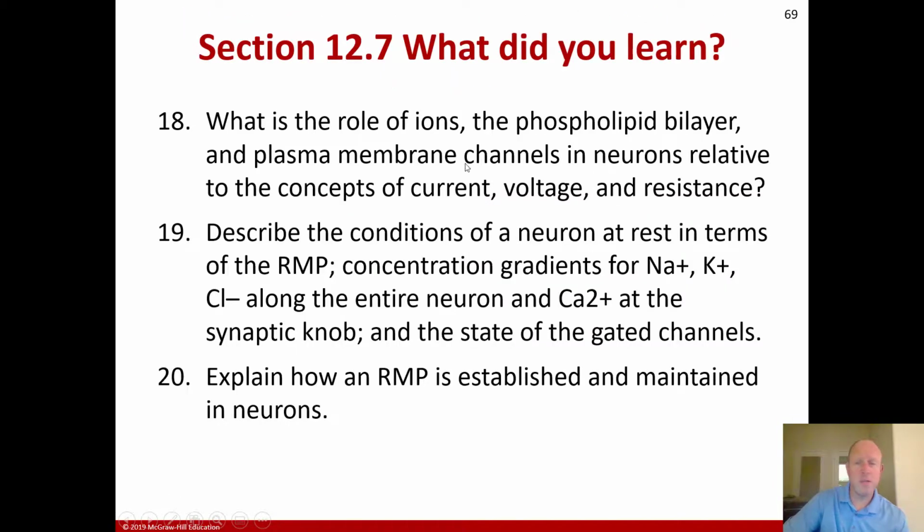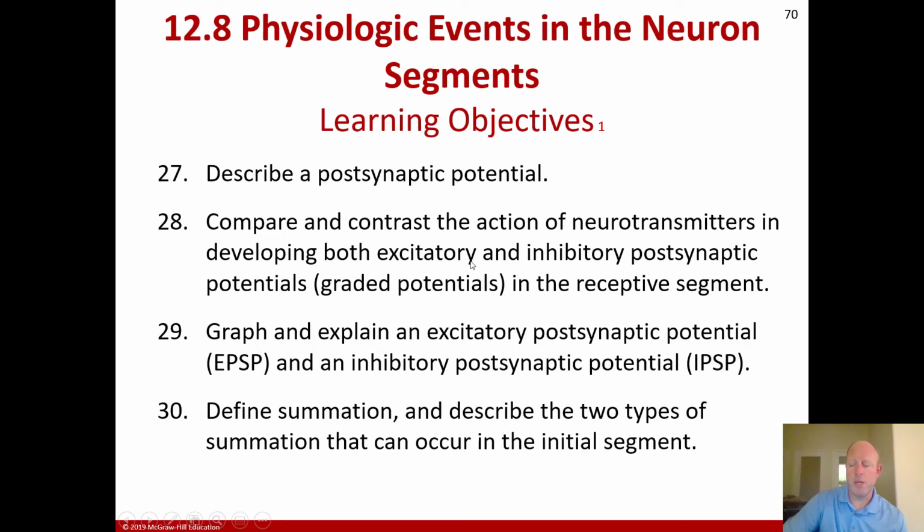So what's the role of ions, the phospholipid bilayer, and the plasma membrane channels in neurons, relative to the concepts of current, voltage, and resistance? Describe the conditions of a neuron at rest in terms of the resting membrane potential: the concentration gradients for sodium, potassium, and chloride along the entire neuron, and calcium, technically 2+, at the synaptic knob, and the state of the gated channels. Then explain how a resting membrane potential is established and maintained in neurons. We'll come back for section 8, the physiological events in the neuron segments, shortly.